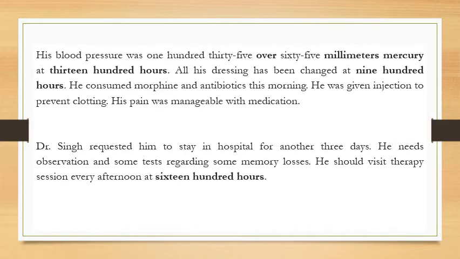And the next, his blood pressure was 135 over 65 millimeters of mercury at 1300 hours. All his dressings were changed at 900 hours. He took morphine and antibiotics this morning. He was given an injection to prevent clotting, and his pain was manageable with medication. This is assessment.